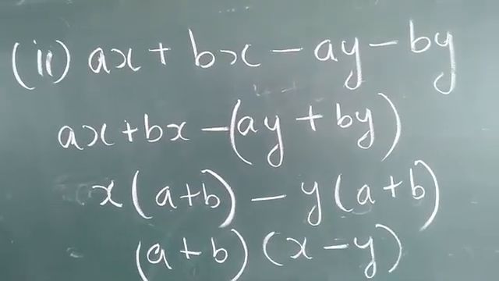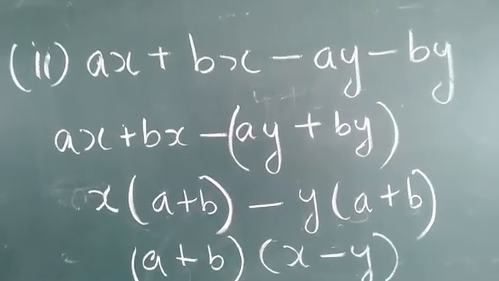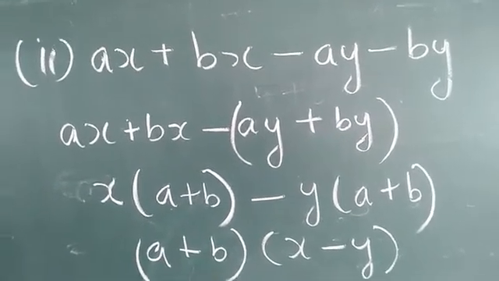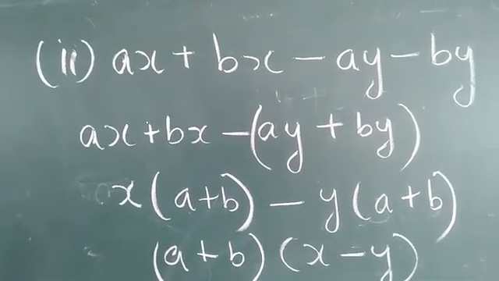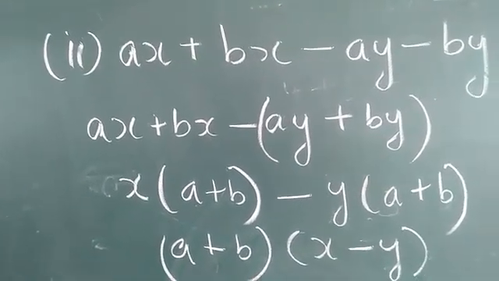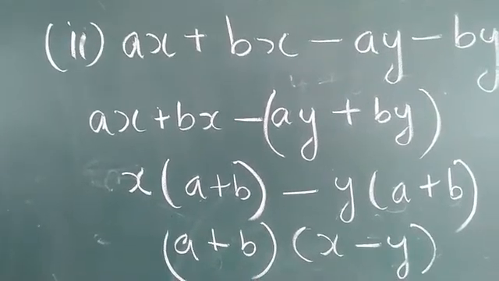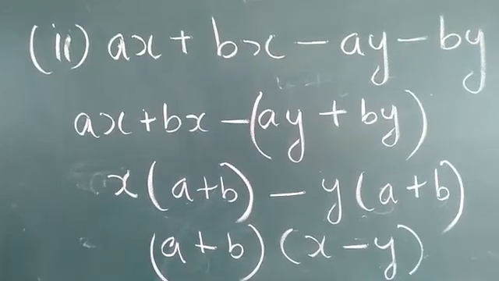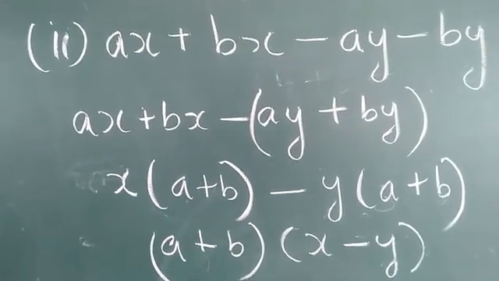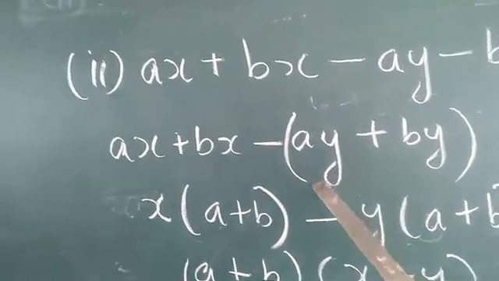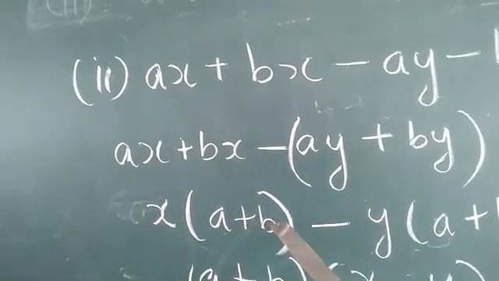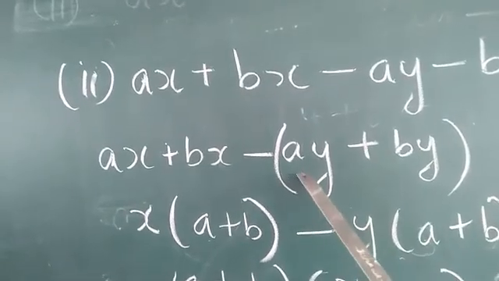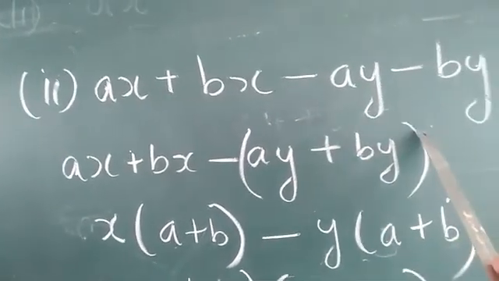Next one. ax plus bx minus ay minus by. ax plus bx, you can understand x is the common factor. Then we will write x into a plus b. But here we have to take this a plus b as a term. So we have to rearrange or change the given expression.